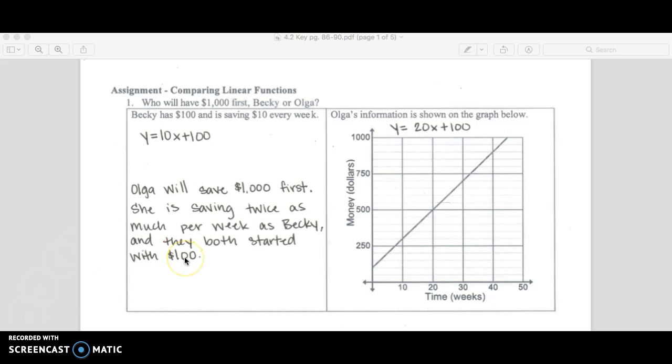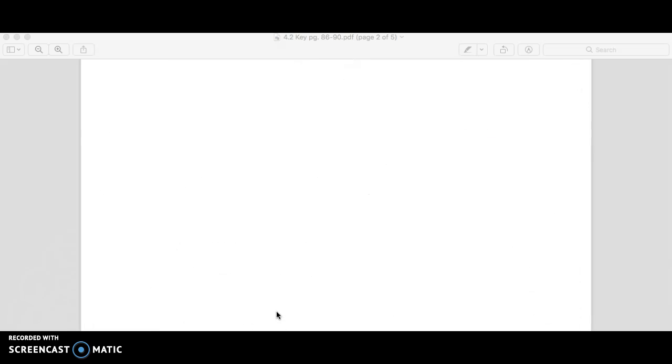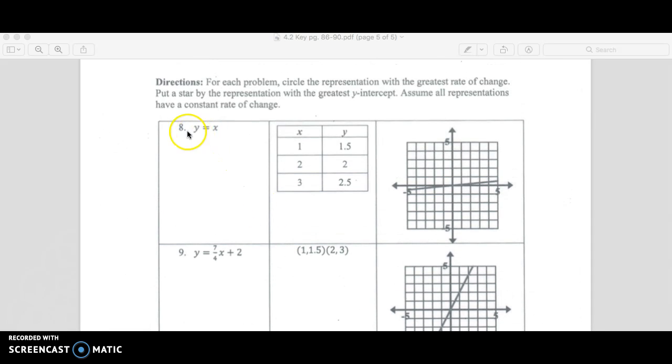Olga will save $1,000 first because she is saving twice as much per week as Becky, and they both start with $100. So look back on your notes. Anything that you have questions on, please let me know. Let's look at the very, very end. You have some of the same problems here.